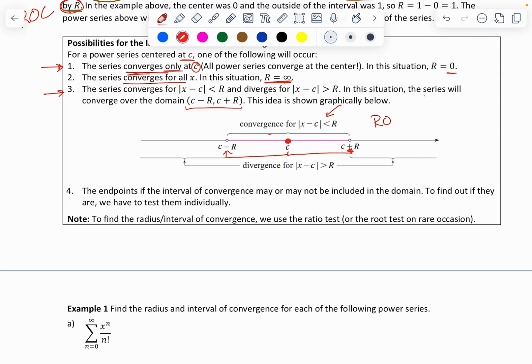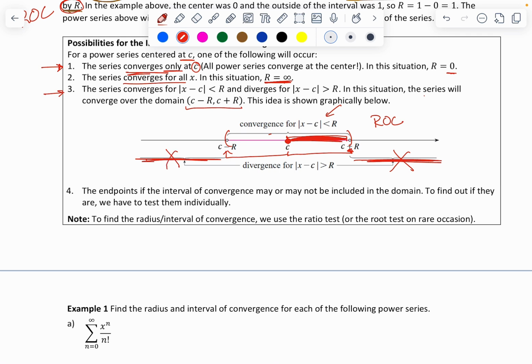So the ROC is going to be our value from c to R. This is going to be our radius of convergence. And of course, this will be our interval of convergence. And then it's going to diverge everywhere else.